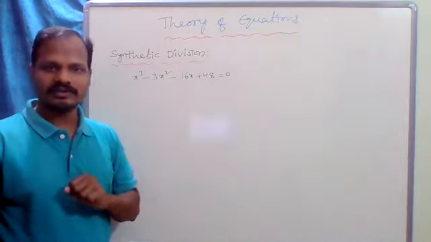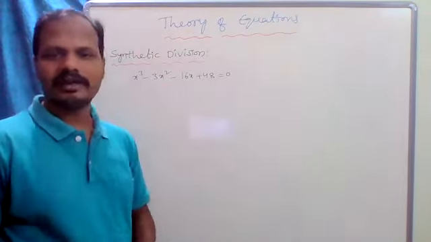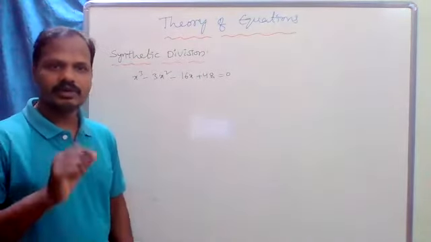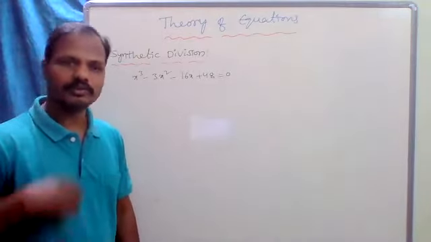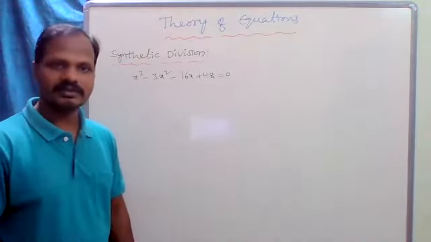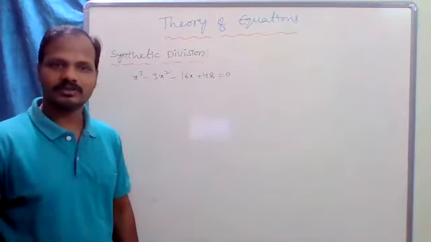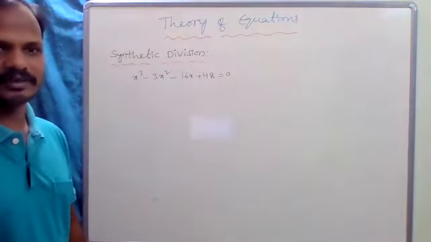So how will we find this root? To find this root, you have to use the trial and error method. That means you have to put in one value and check it. If it fails, you put in another value and check it. If it fails, you put in one more value and check it, and so on. That is called the trial and error method.